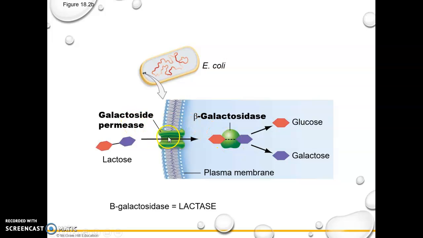The permease is a protein that allows the lactose to get into the cell. And then galactosidase is going to break the covalent bond in between the two monomers of this disaccharide called lactose. Those monomers are glucose and galactose. Once that breakdown has occurred, then glucose is available for fermentation like we studied previously.